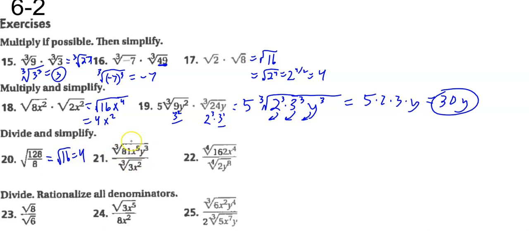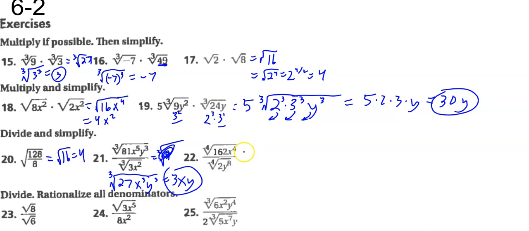Again, because they're both under cube roots, we could actually simplify the fraction. 81 over 3 is actually 9. No, 27, sorry. The cube root of 81 divided by 3 is 27. x to the fifth divided by x squared is x to the third, and y to the third is still y to the third. So if you simplify that, the cube root of 27 is 3. You could do prime factorization: 3 to the third times x times y.